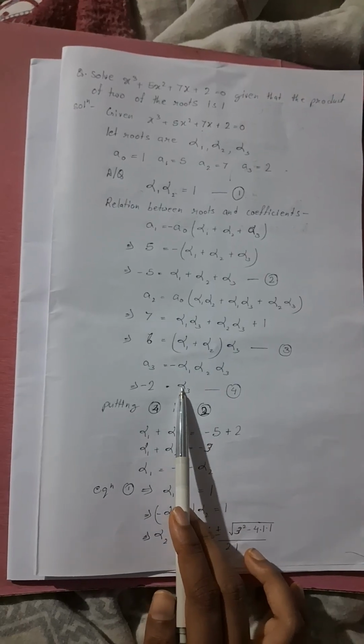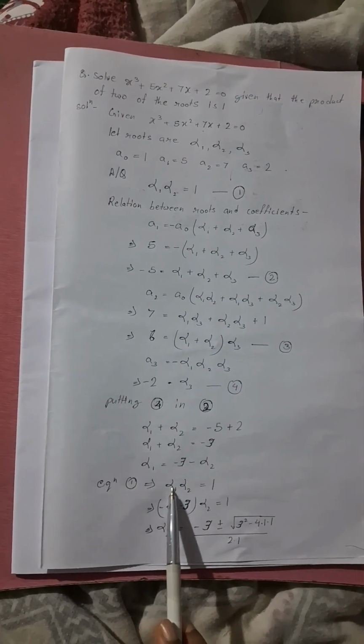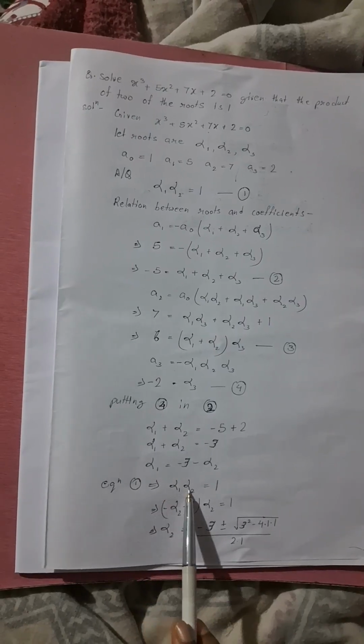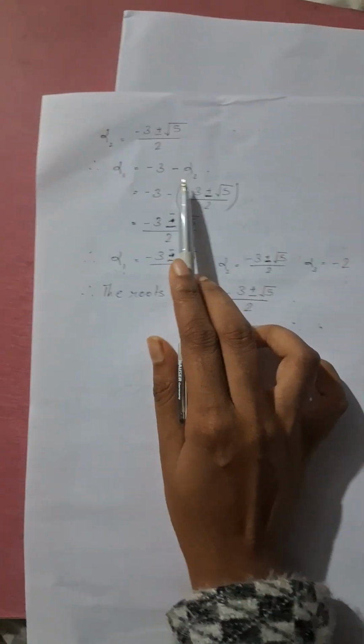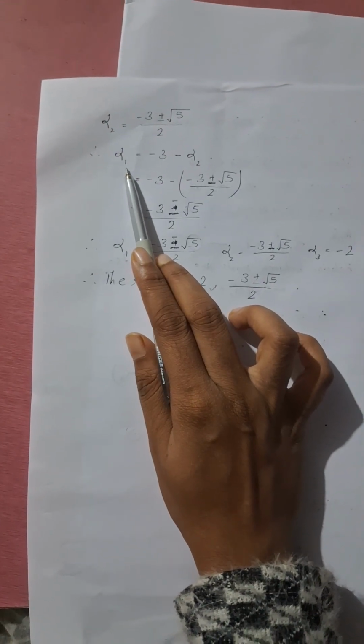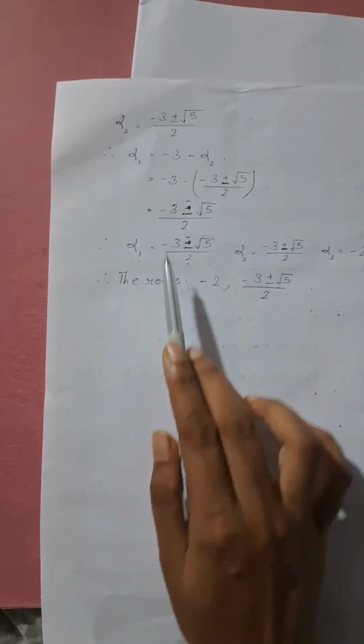So putting the value of alpha 3 in equation 2, we get this equation, and then putting this alpha 1 value in the alpha 1 and alpha 2 equation 1, we get the value of alpha 2. Again, by putting the value of alpha 2 in this equation, we get alpha 1, and then we have all the roots.